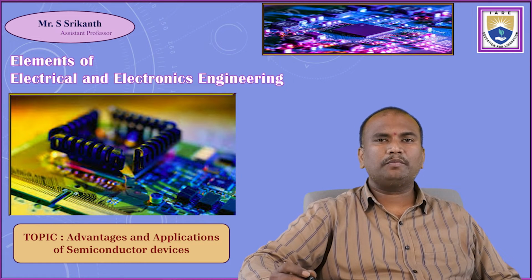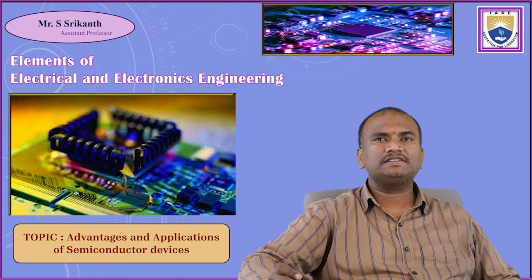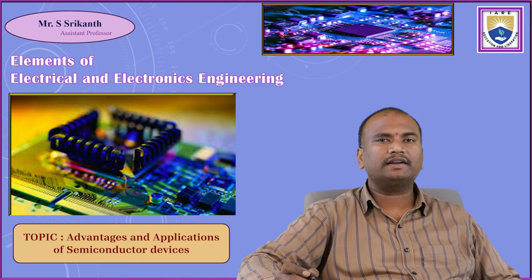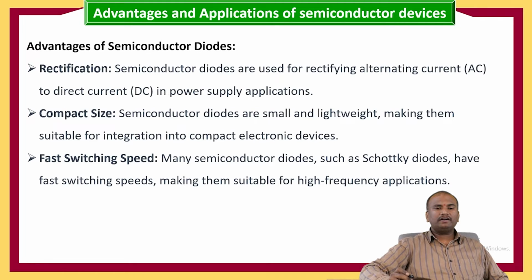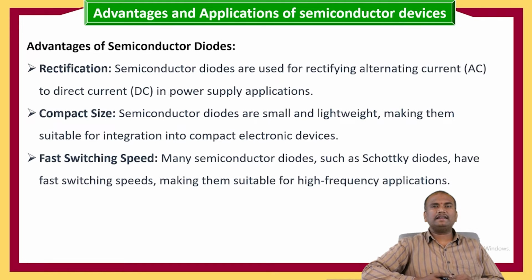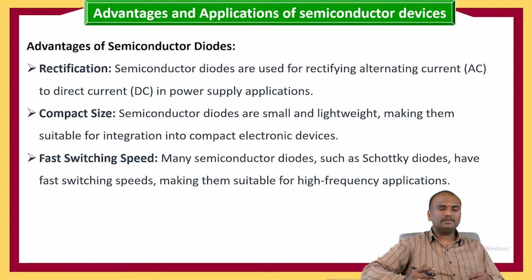In this session, I am going to discuss the advantages and applications of semiconductor devices. The semiconductor devices are basically classified into two types: diodes and transistors. So first, let us go with the advantages and applications of diodes. Then after, we'll go with the transistors. So the advantages of semiconductor diodes.